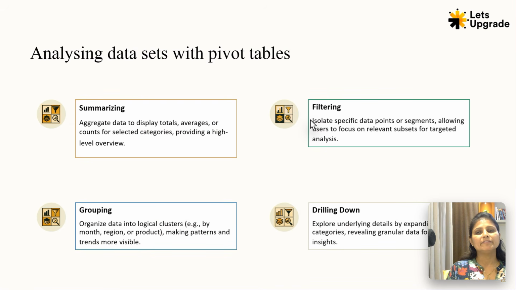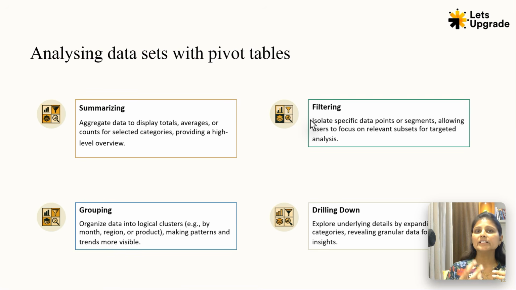So basically, if we talk about pivots, it's about analyzing your data where you can show the totals, average, minimum or maximum values and categorize your data. You can filter your data so that you can isolate a few of the values which you don't need and focus on the relevant subsets you want to work on. You can have groupings, as I said, month wise, region wise, or product wise, and make different patterns and find out the trends from the inputs.